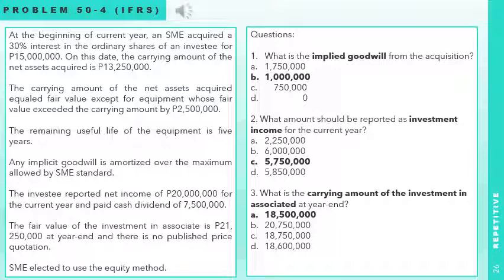Any implicit goodwill is amortized over the maximum allowed by SME standard. The investee reported net income of 20 million for the current year and paid cash dividend of 7.5 million. The fair value of the investment in associate is 21,250,000 at year-end, and there is no published price quotation. SME elected to use the equity method. So for question number 1, what is the implied goodwill from the acquisition?